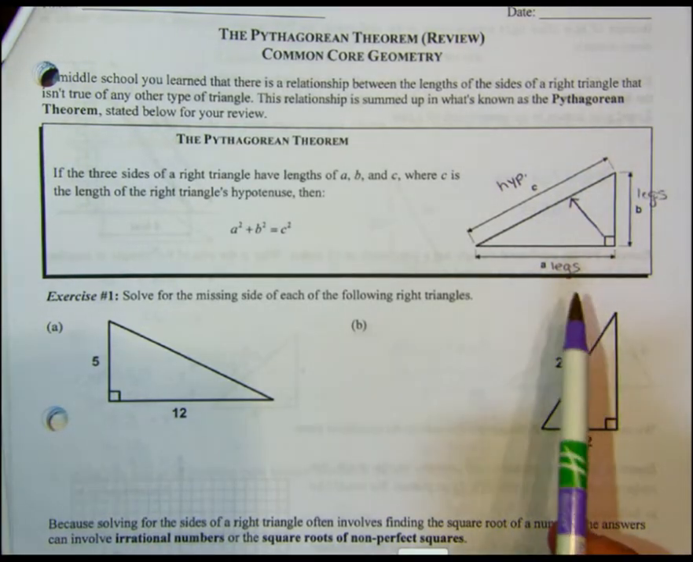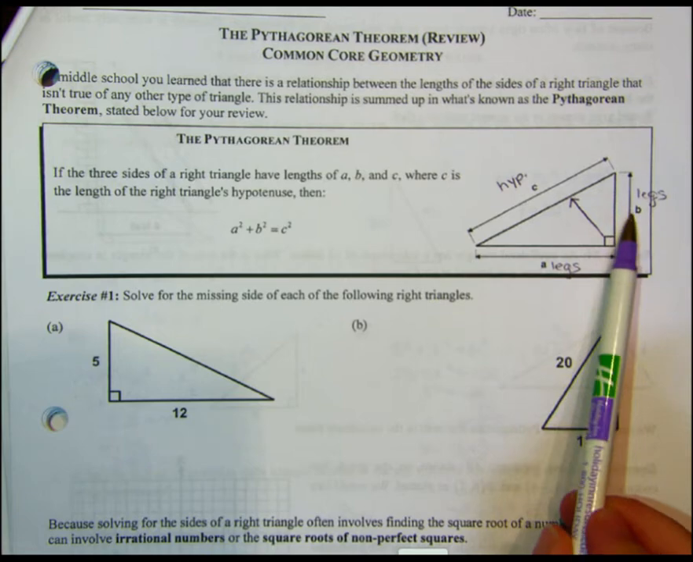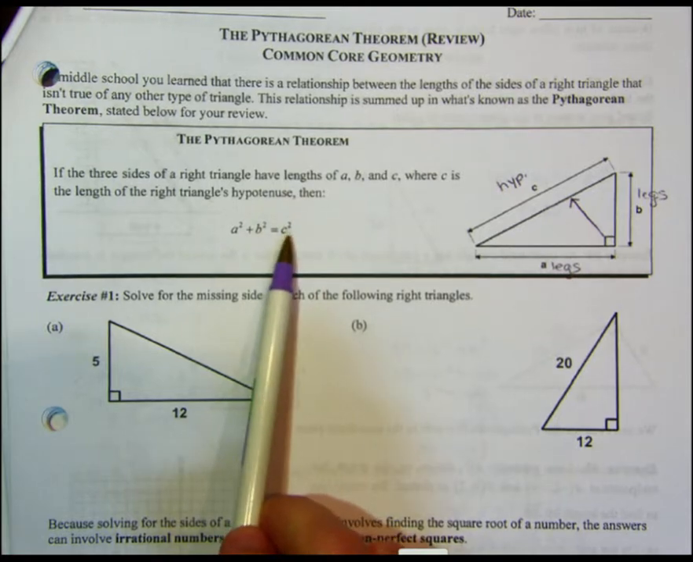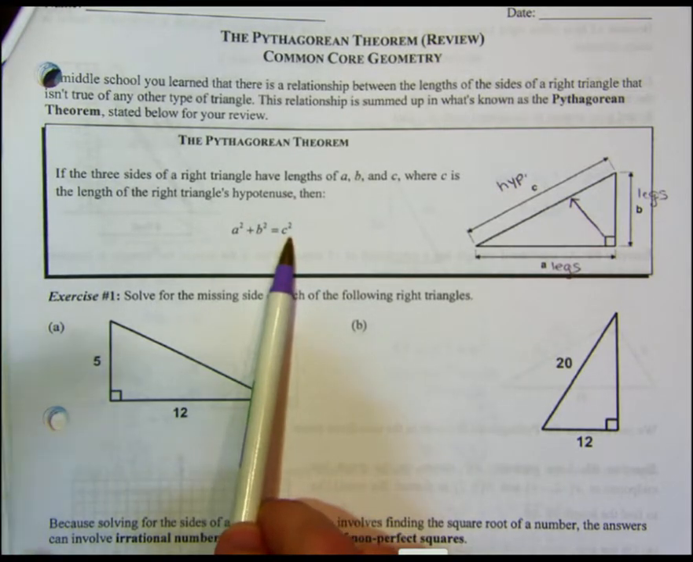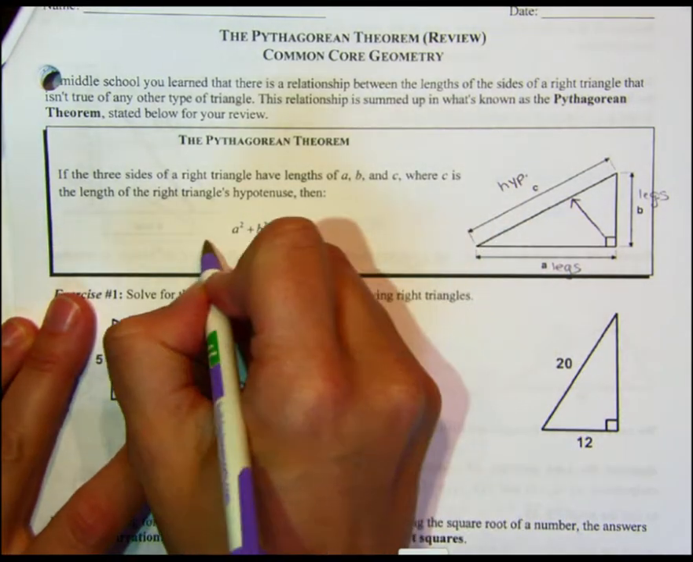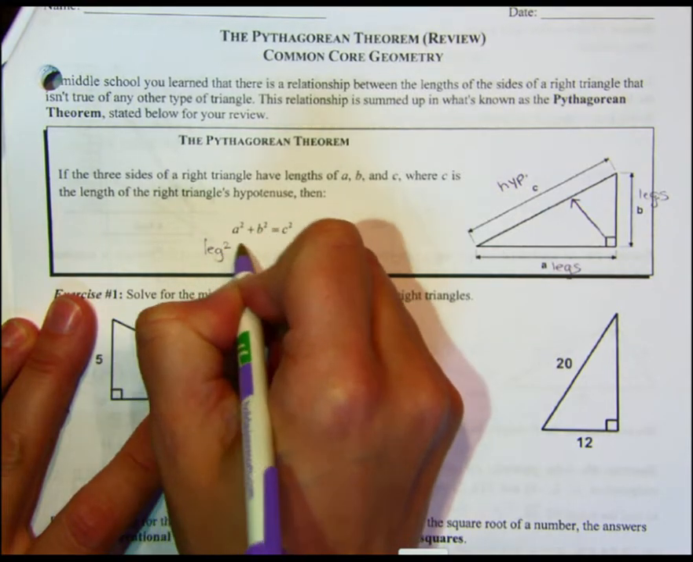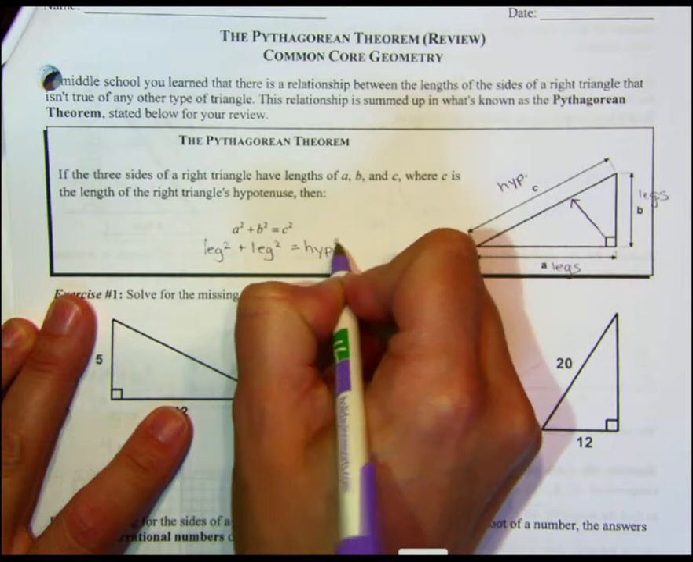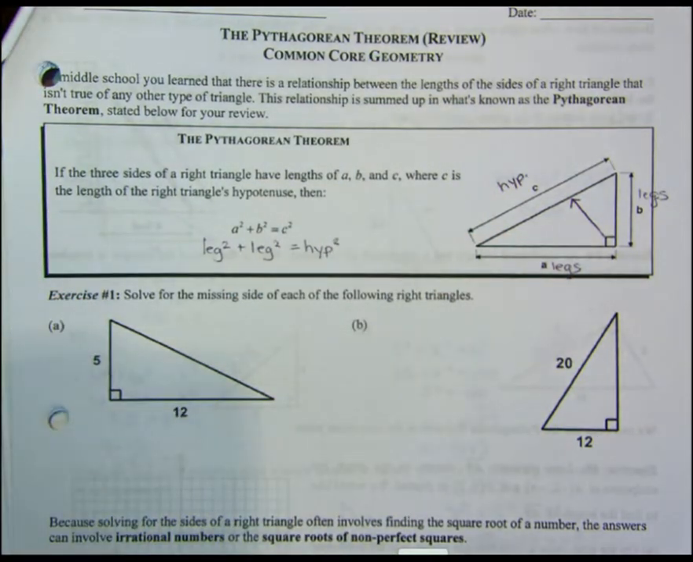So in the picture, we could say that a squared plus b squared equals c squared. But c squared always has to be your hypotenuse, and it always has to be off by itself. So the way that I usually think about the formula for Pythagorean theorem is leg squared plus leg squared equals your hypotenuse squared, and then you know exactly where things have to go. All right, so with this one, solve for the missing side of each of the following right triangles.